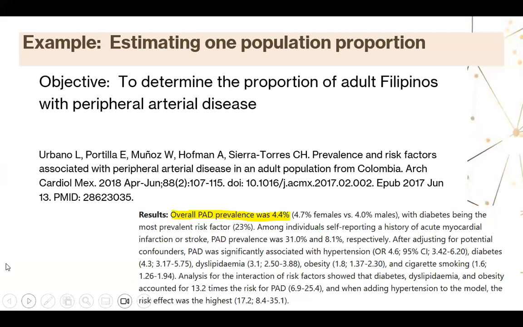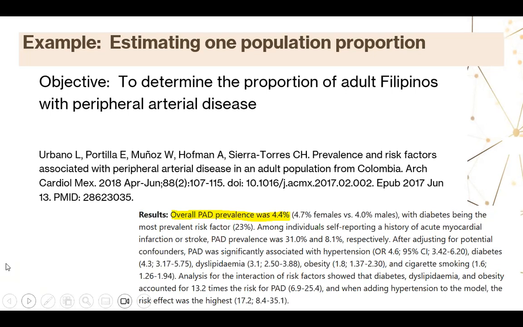Let's proceed with the first example, estimating one population proportion. Let's say your objective reads like this: to determine the proportion of adult Filipinos with peripheral arterial disease. So you'd like to know, how do I get the sample size for this objective?